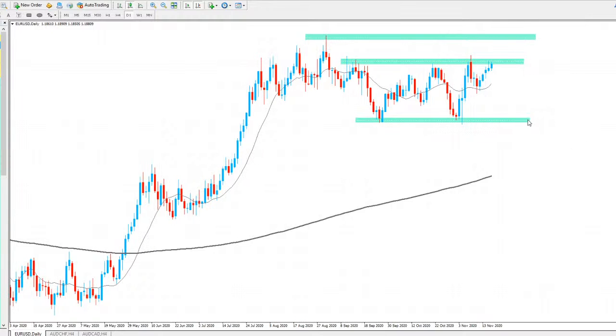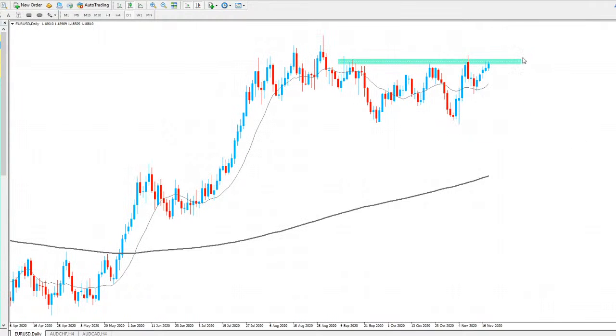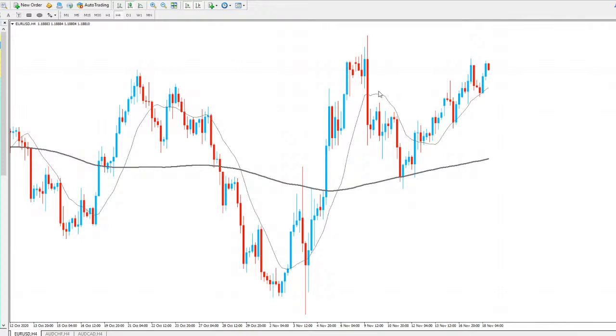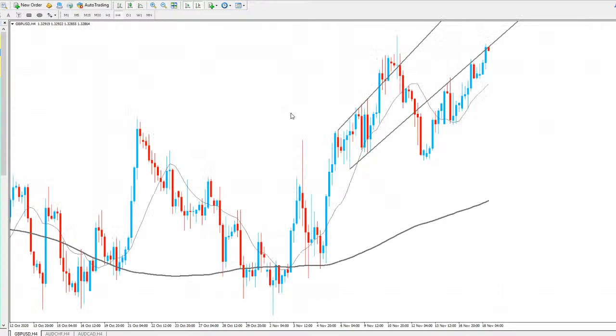So again, could easily see a break of that area and potentially price go higher. So we'll be looking out for the selling opportunities, but if we don't, again, price could easily push higher. So eyes on USD, but as of yet, still looking bullish.